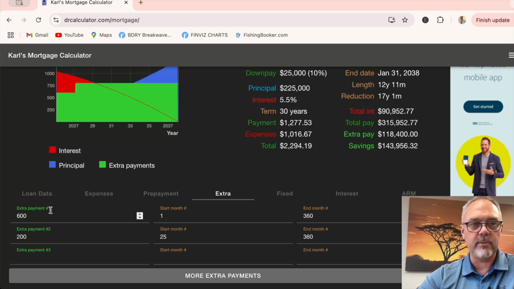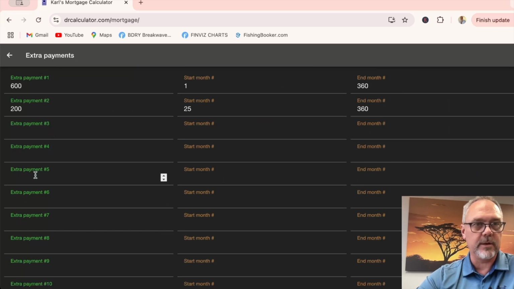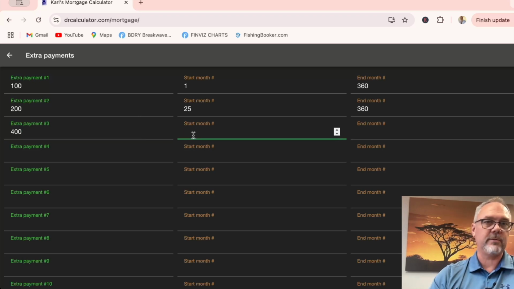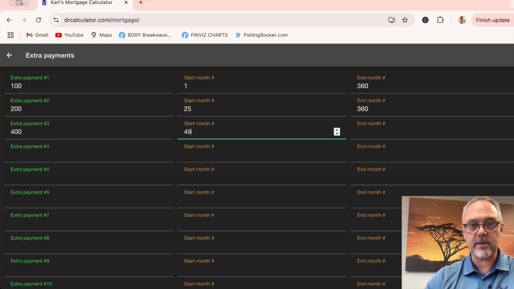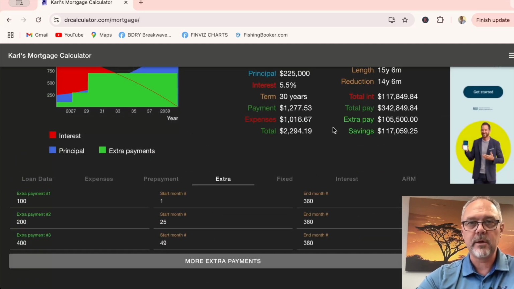You can play with it, do whatever you want. You can add extra payments. You can add more extra payments. It gives you the ability to do that. You can go down through here and say, I'm going to pay $100 a month starting in month 1, and then I'm going to go to $200 in month 25, and then I'm going to go to $400 in month, let's say 2 years after that, 48, 49. Month 49, ending in, always put 360 just so that it covers the span. And then you can go back and take a look and see where you're at now.